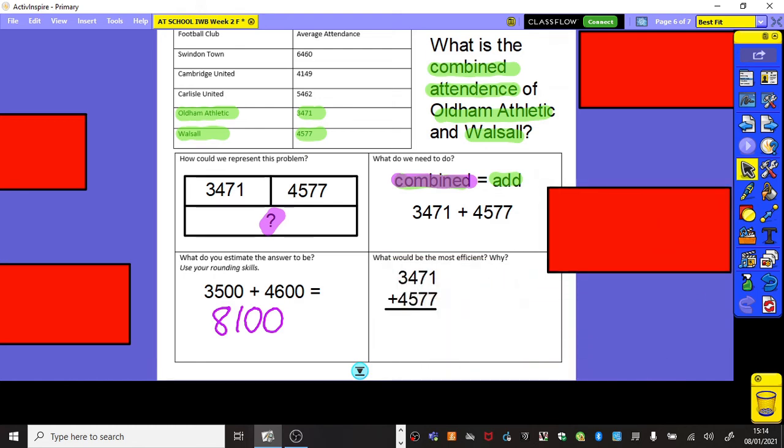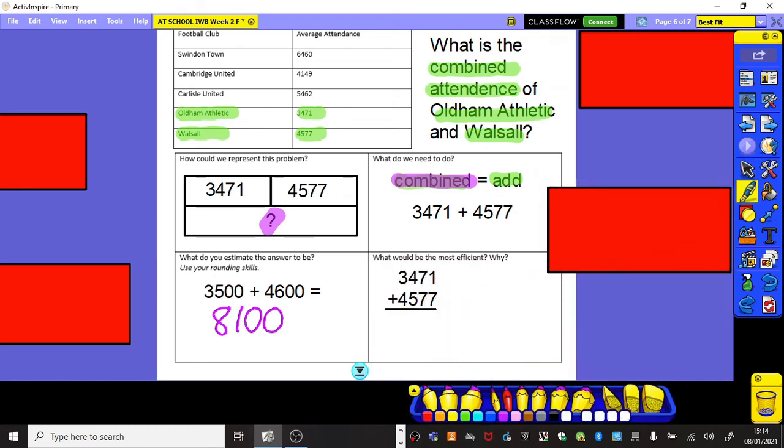So my method I need to be using is my written method. I set it out as I normally do. 1 add 7 is 8. 7 add 7 is 14. I'm going to need to carry on this occasion. 5 add 4 add 1 is 10. I'm going to need to carry it again. Make sure I'm crossing off that I'm adding the numbers that I've carried. So I'm crossing them off to show that I know that I've actually added them. And 3 add 4 is 7. Add the 1 is 8. And I know now by having done my estimating beforehand that I'm satisfied that my answer 8,048 is correct.